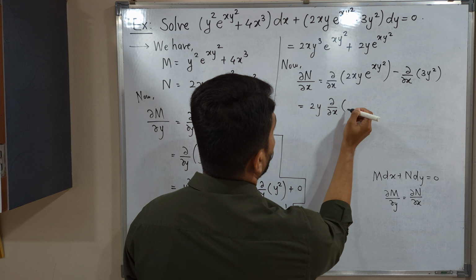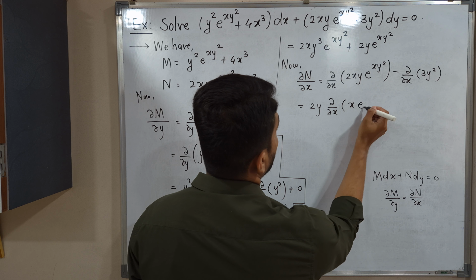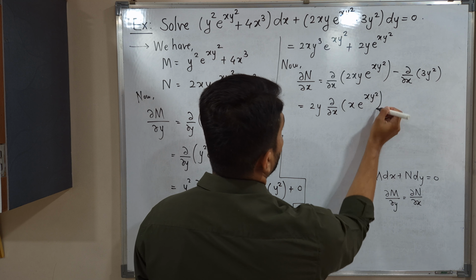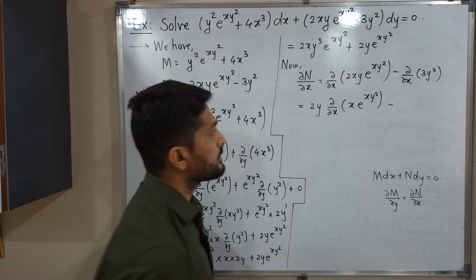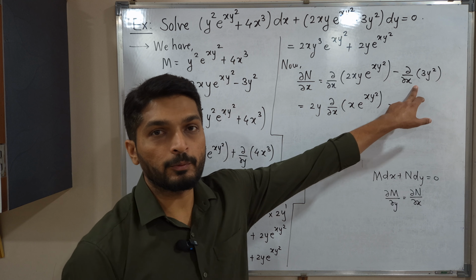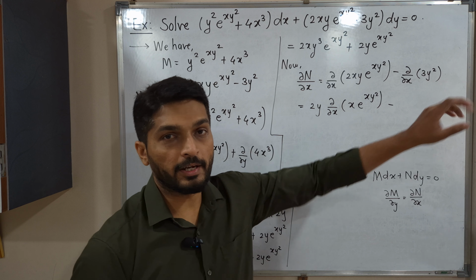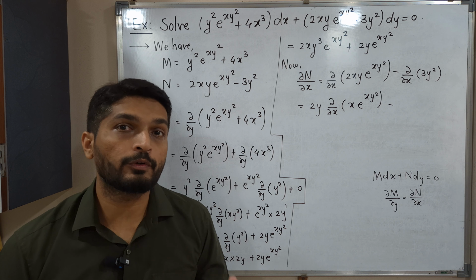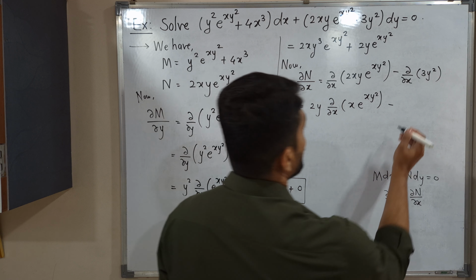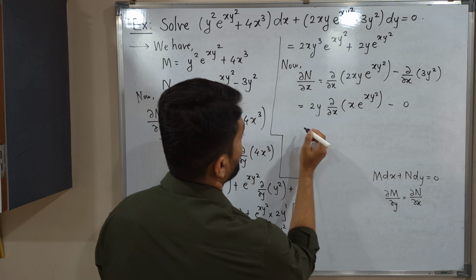Inside the bracket we will have simply x and e raised to xy square, minus, let us talk about this. Can you tell me what will be its derivative? We are differentiating with respect to x, so y square is constant, and we know that 3 is also constant. Derivative of a constant is 0, so its derivative will be 0.